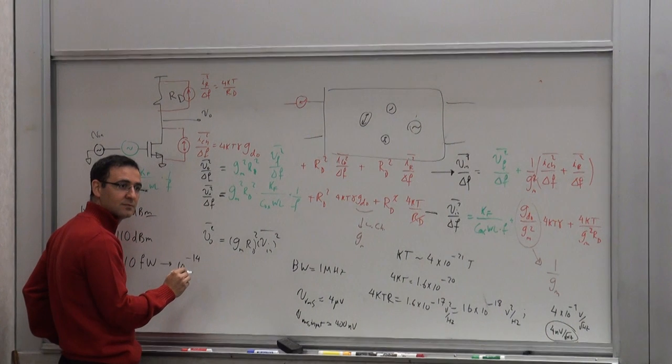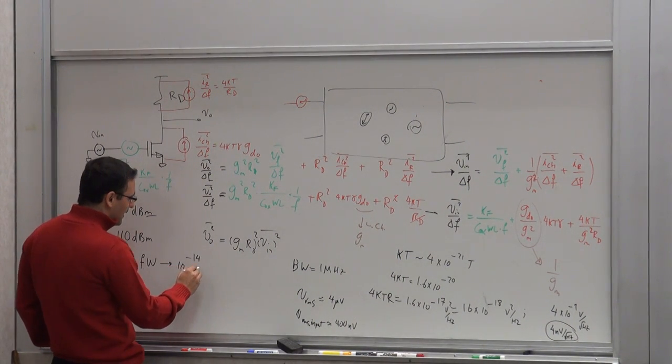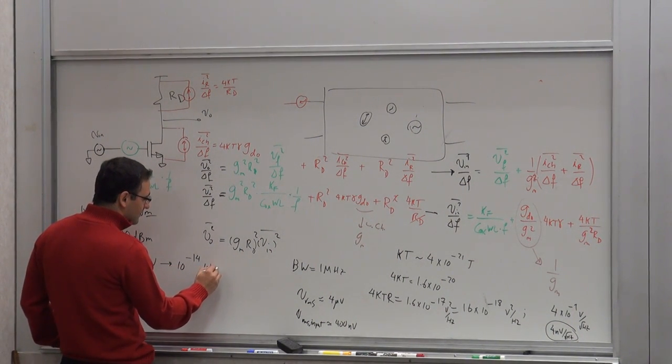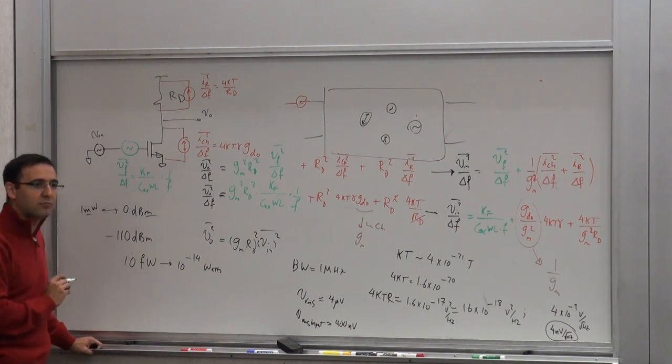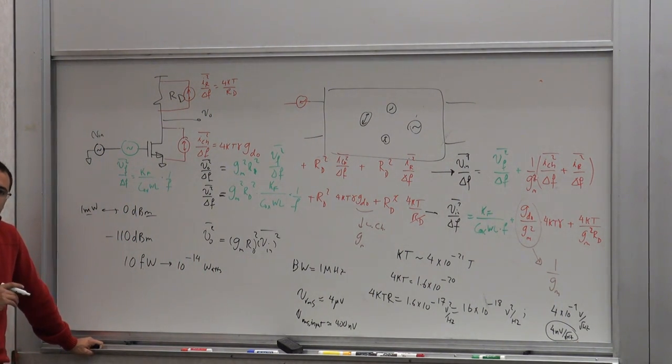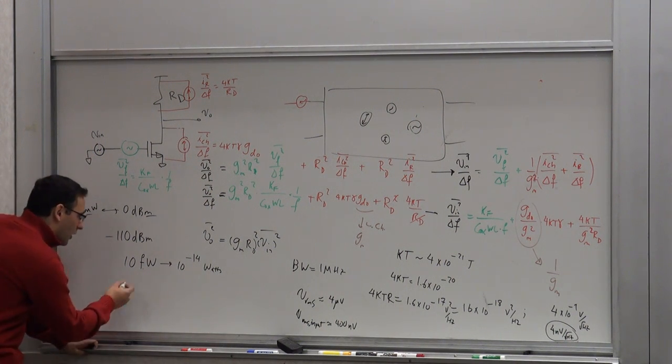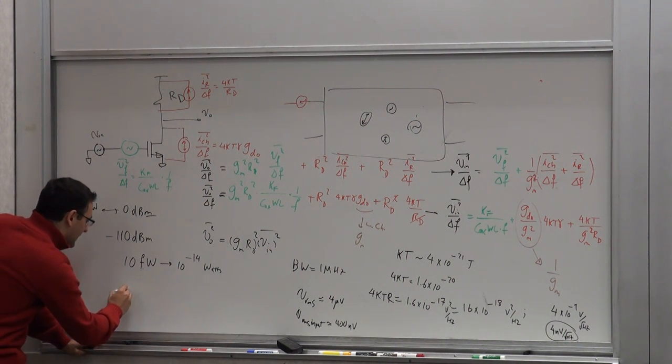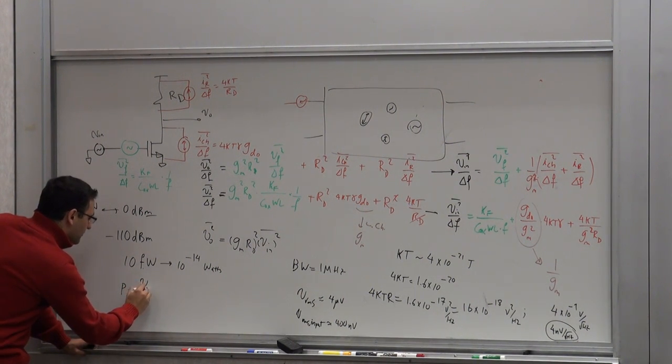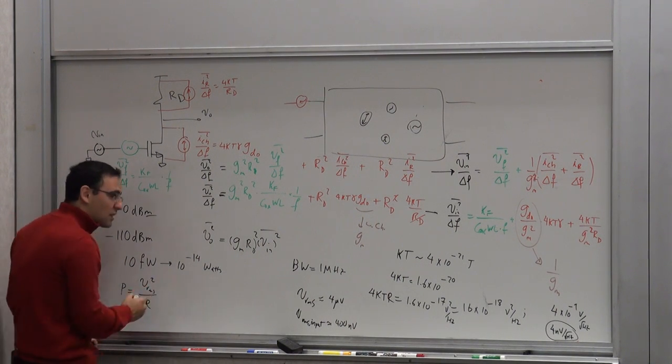Ten to the minus fourteen watts at the input. Let's say it's a 50 ohm resistor. What's the voltage? So for RMS voltage, power is the RMS voltage squared divided by the resistance. So this times 50 ohms.